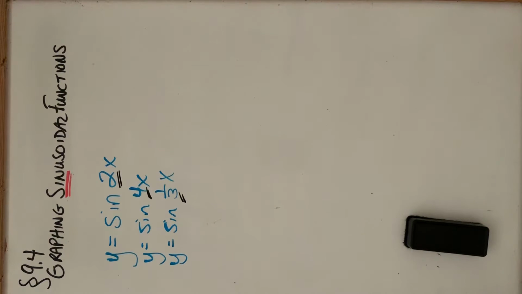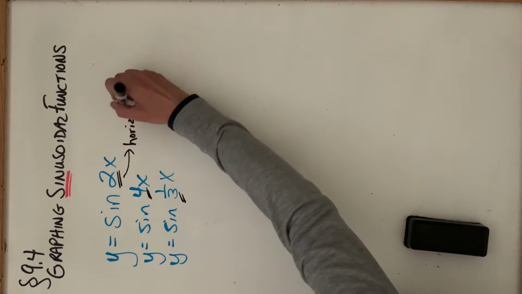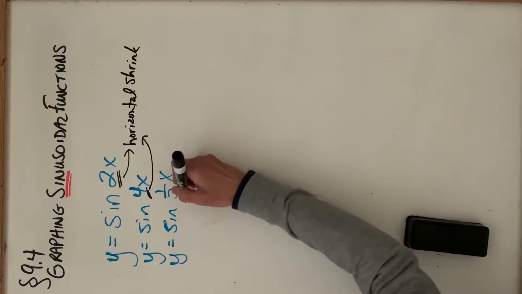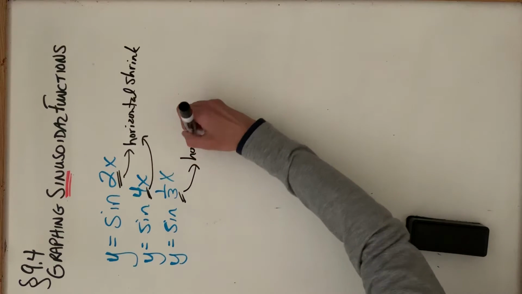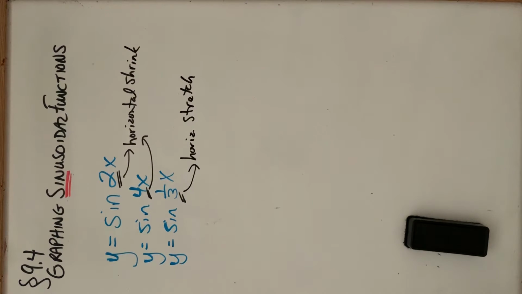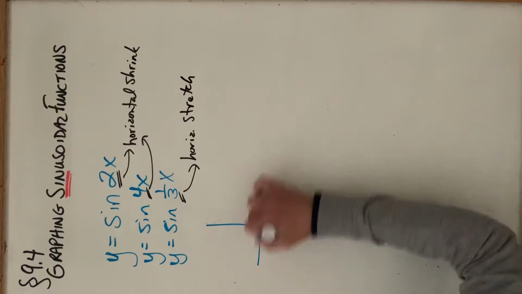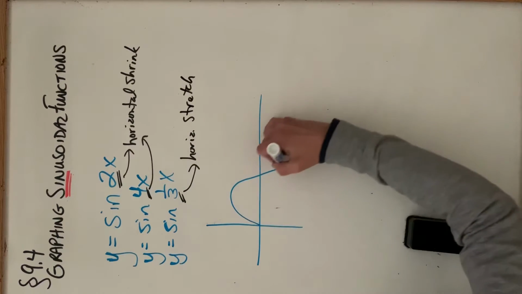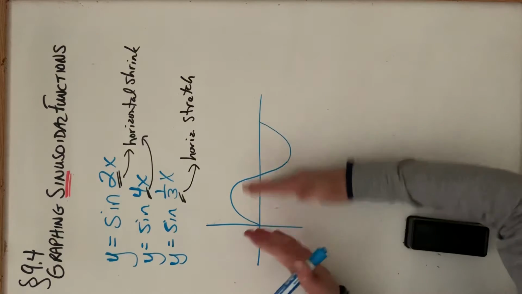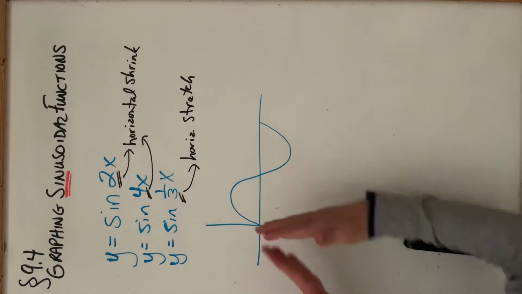Is going to be a horizontal stretch or shrink, right? This is a horizontal shrink, as is this one. And then the 1/3 x would be a horizontal stretch. Okay, so if we are stretching, let me redraw that sine graph again so we can see that. So our sine graph originally looks like this. If we stretch or shrink our graph horizontally, does that affect the amplitude? Absolutely not. What does it affect?